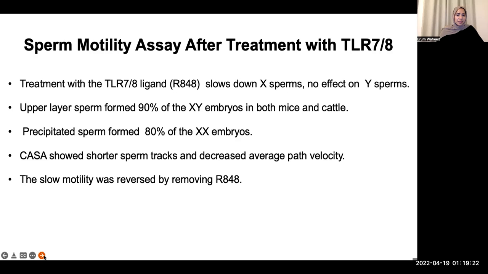Sperm motility assay after treatment with agonists. Treatment with toll-like receptor 7 and 8 ligand R848 slows down X sperms with no effect on Y sperm. Upper layer sperm form 90% of the male embryos in both mice and cattle. Precipitated sperms form 80% of the female embryos. Computer-assisted sperm analysis showed shorter sperm tracks and decreased average path velocity. The slow motility was reversed by removing resiquimod, with no effect on the acrosome status, sperm viability, and fertilization ability.